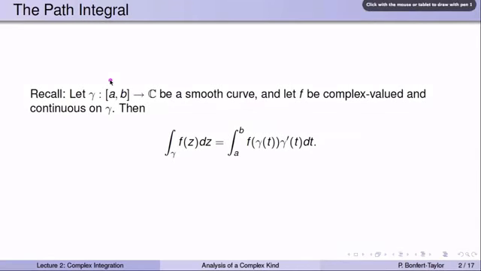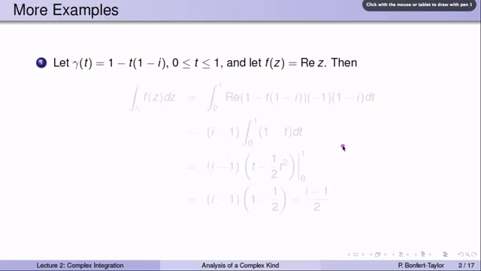Remember, this is how we define the complex path integral. Given a smooth curve gamma and a complex valued function f that is defined on gamma, we define the integral over gamma f of z dz to be the integral from a to b f of gamma of t times gamma prime of t dt. So this second integral can be broken up into its real and imaginary parts and then integrated according to the rules of calculus. Let's look at some more examples.